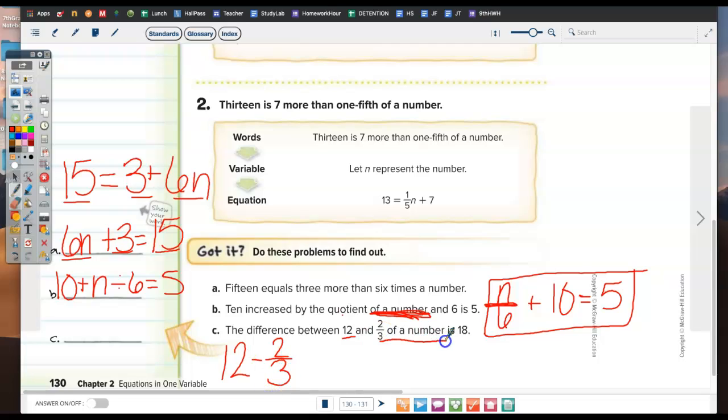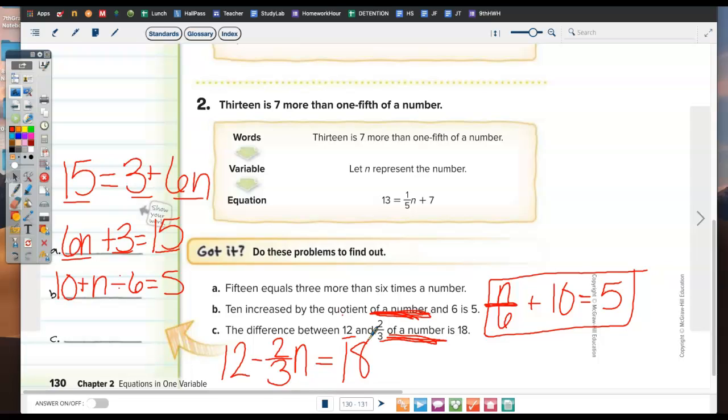2/3. 2/3 of a number. Of means times. Times a number. Do you know that number? No. N is 18. Let's go. I just can't remember. That was easy.